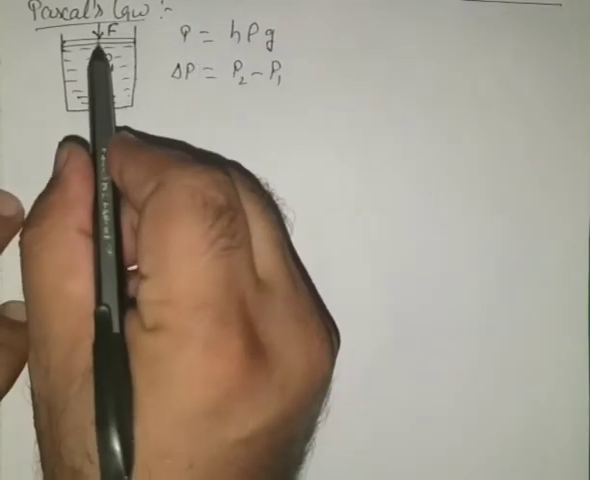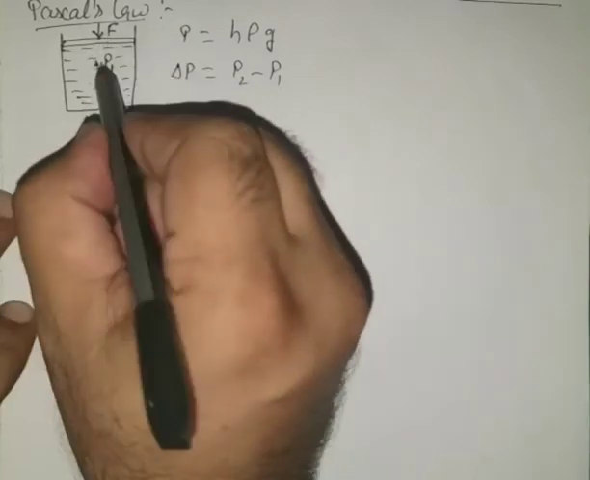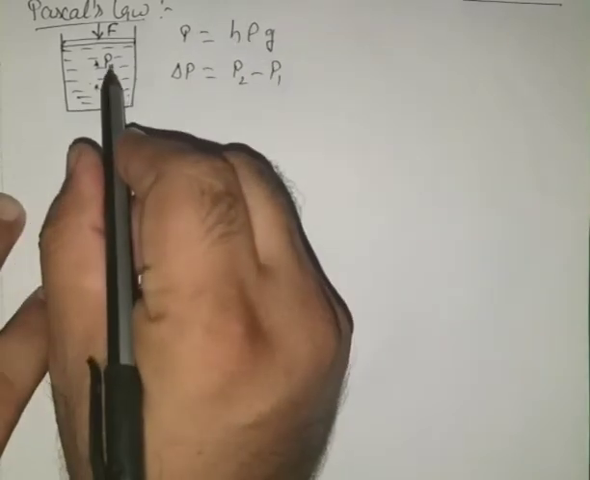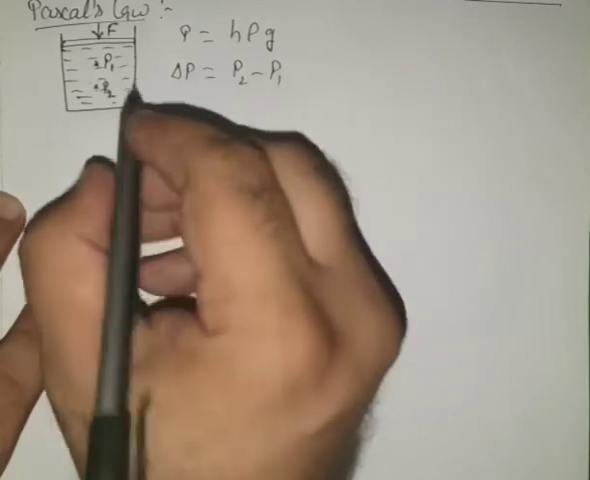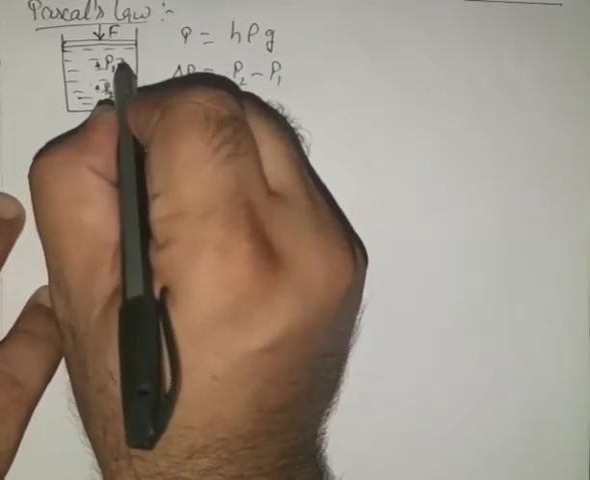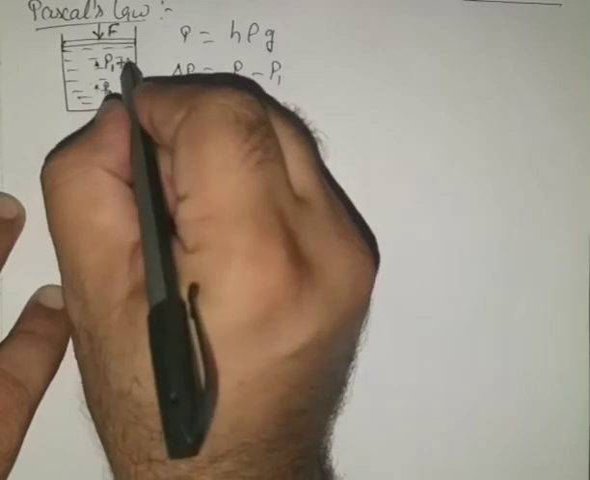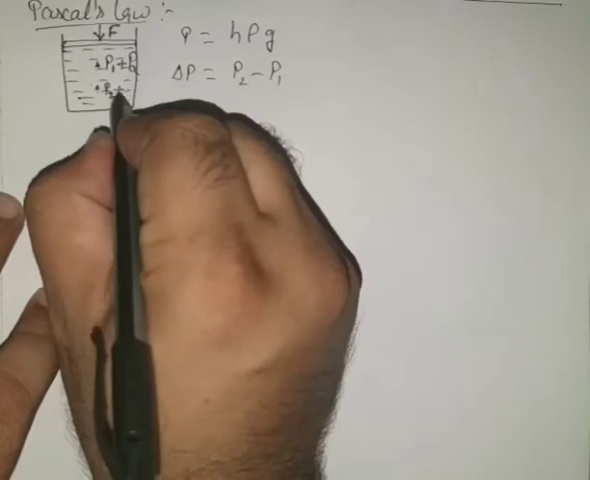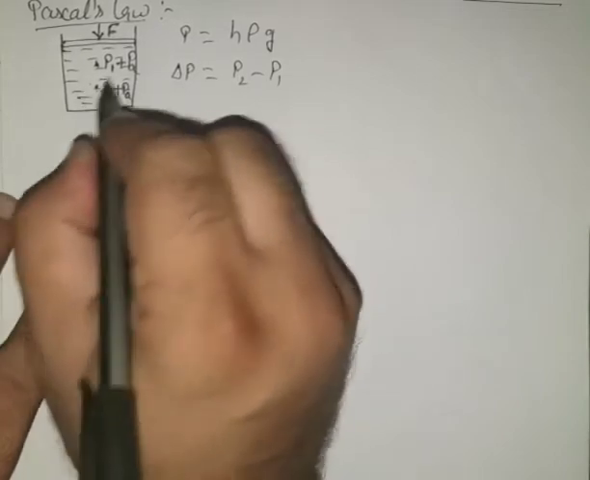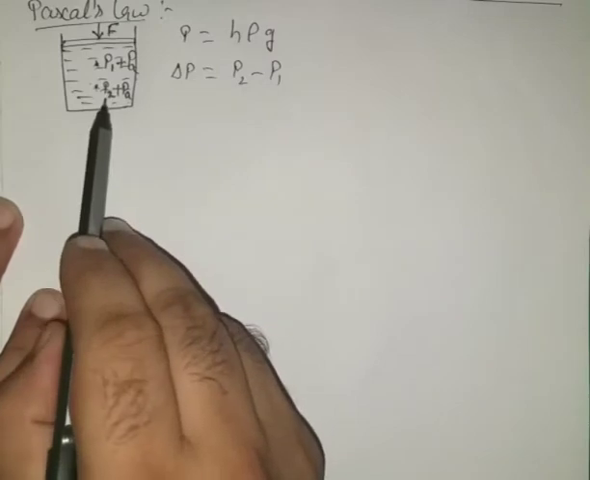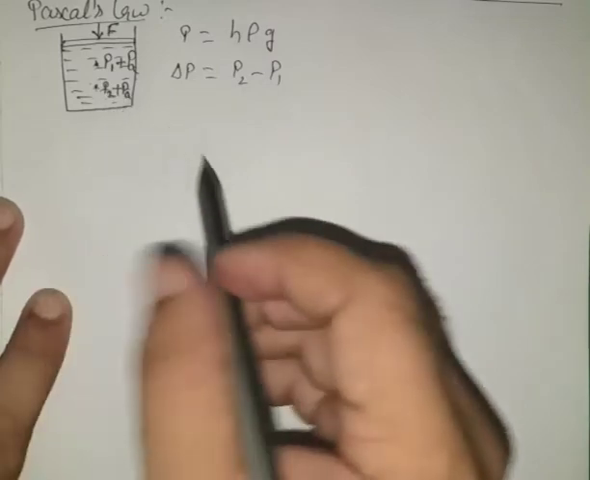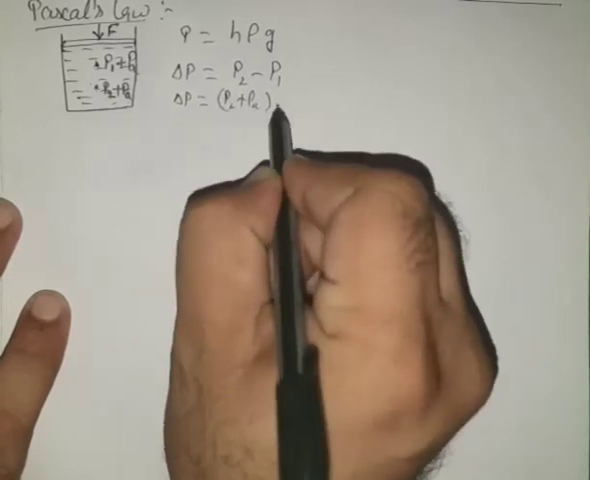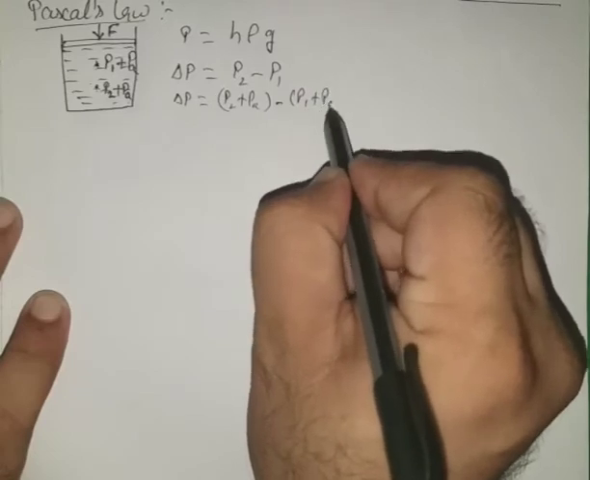Then this liquid will be compressed and pressure will be exerted. So now let us say that the pressure at these 2 points increases. Let us say that the pressure increased by the applied force here is some value, P applied. Then P2 will also be increased by P applied. So this will become P1 plus P applied and this will become P2 plus P applied. Then the change in pressure will be P2 plus P applied minus P1 plus P applied.